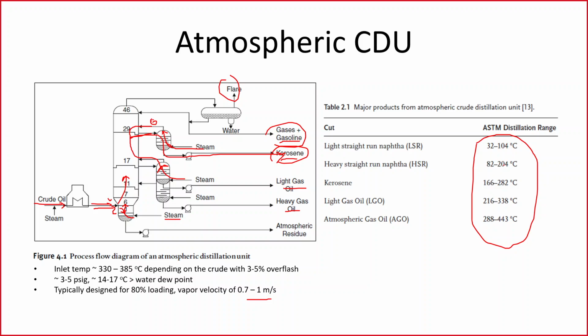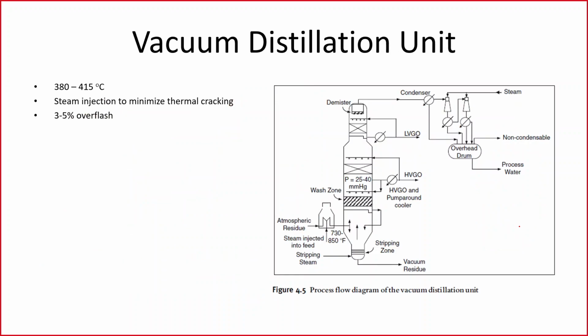Light naphtha, heavy naphtha, some kerosene, gas oil, atmospheric gas oil, and then above 500 is what we call the residue. That residue, the atmospheric residue, goes to the next guy, which is the vacuum distillation unit. This vacuum distillation unit goes slightly higher, but it's using a vacuum system.